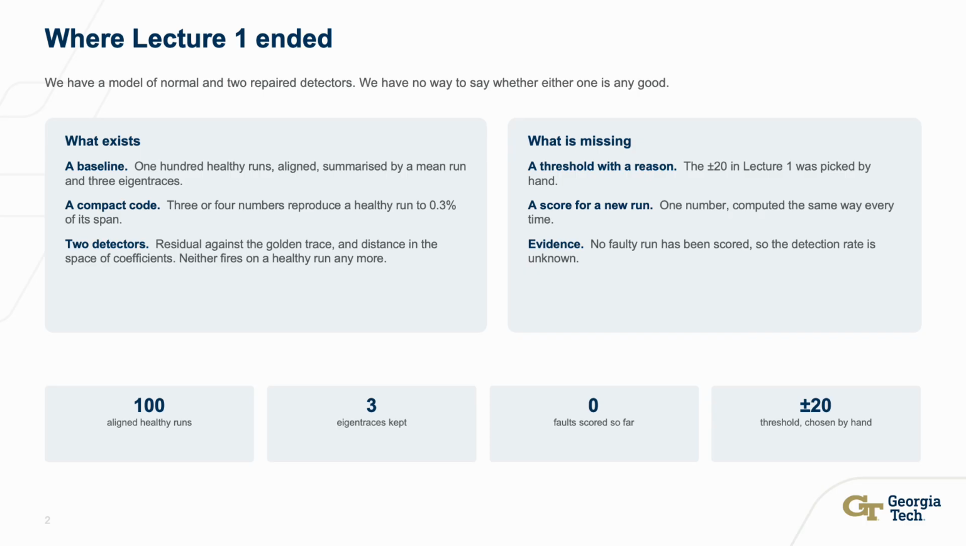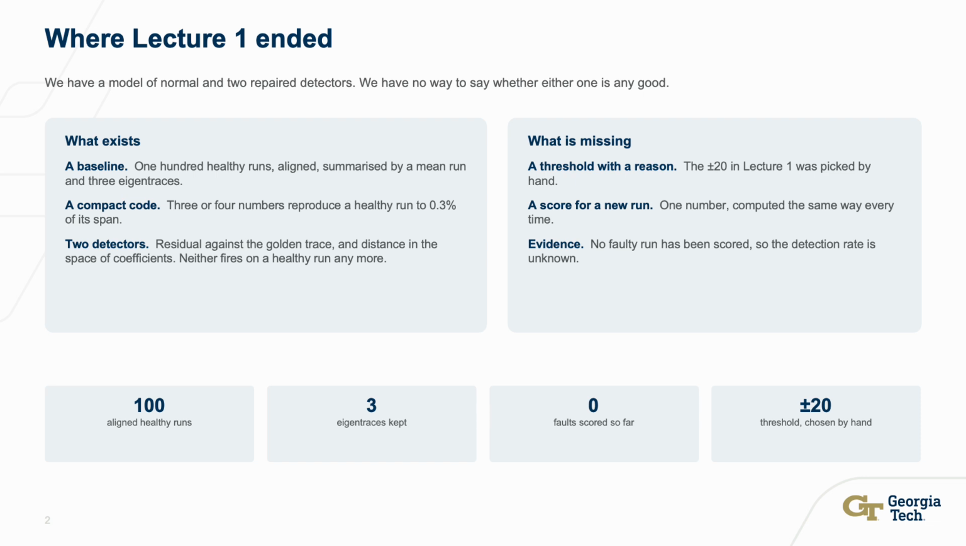A short recap, because everything today rests on it. What we have: a baseline of 100 healthy runs, aligned so that the start time variation is gone, summarized by a mean run and 3 eigentraces. A compact code, 3 or 4 numbers, reproduces a healthy run to about 0.3% of its span. Then two detectors that no longer fire on runs we know are good.